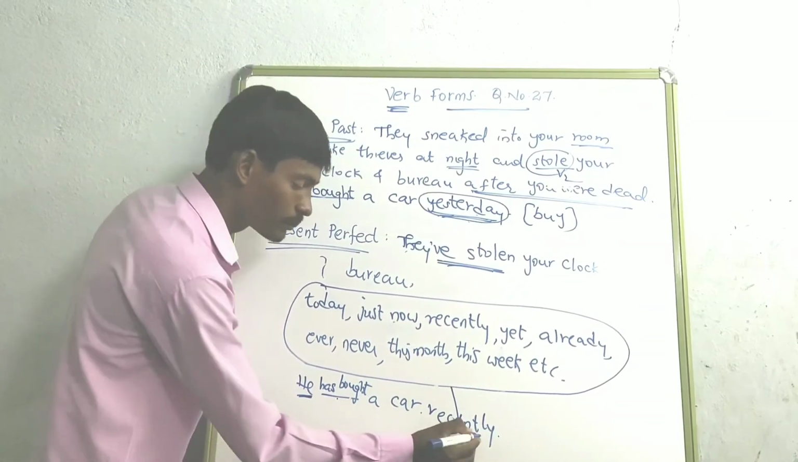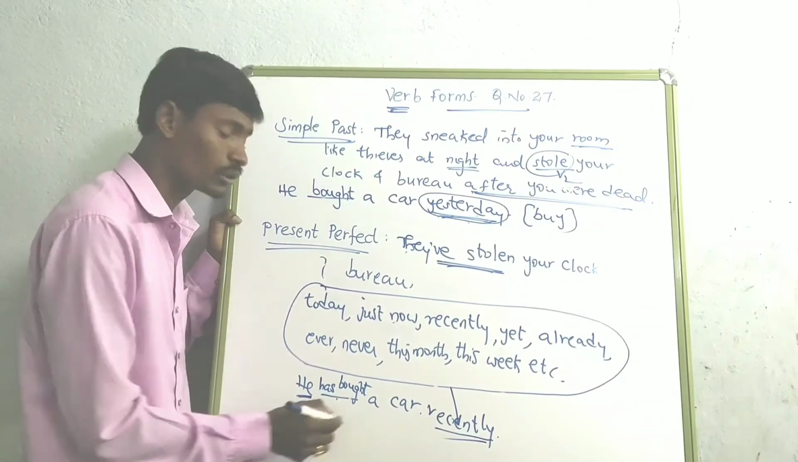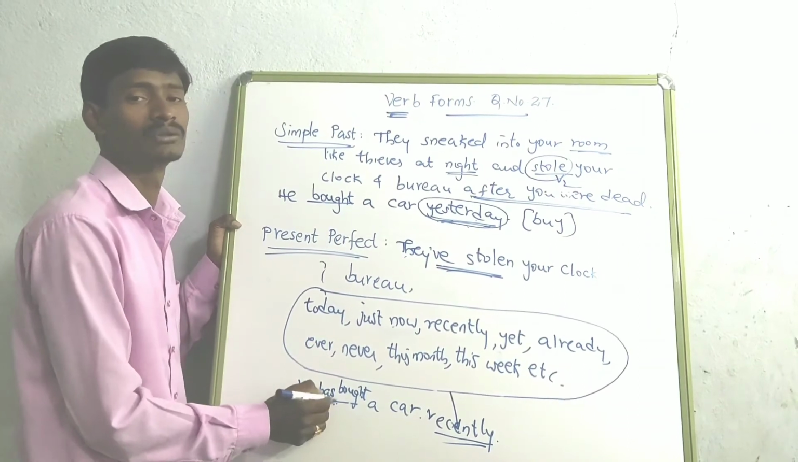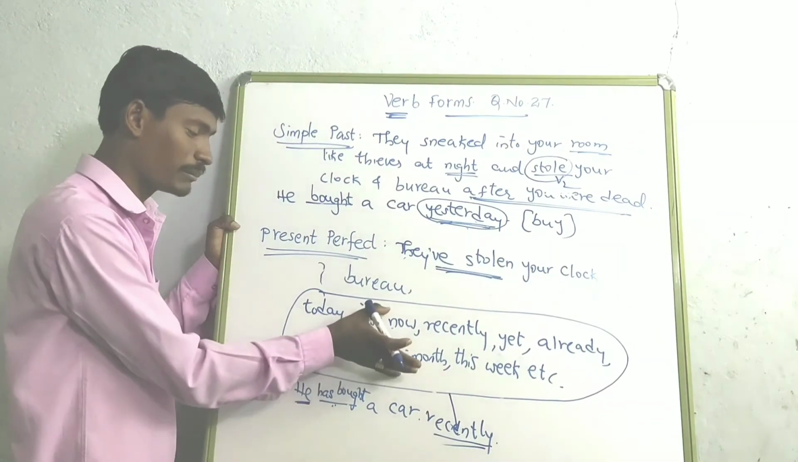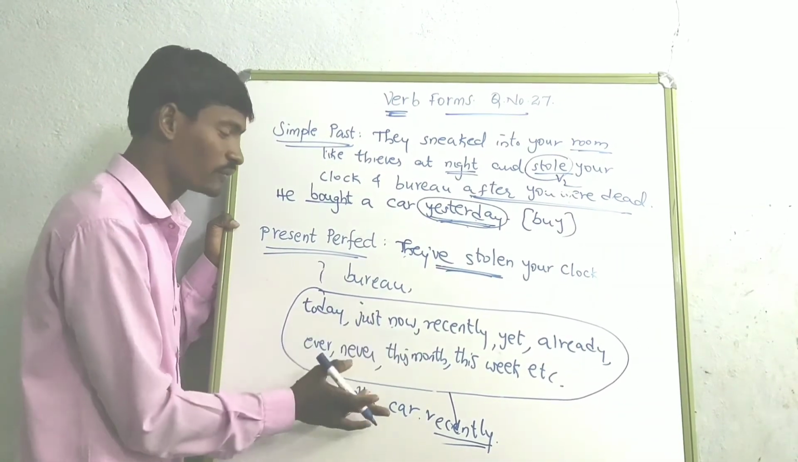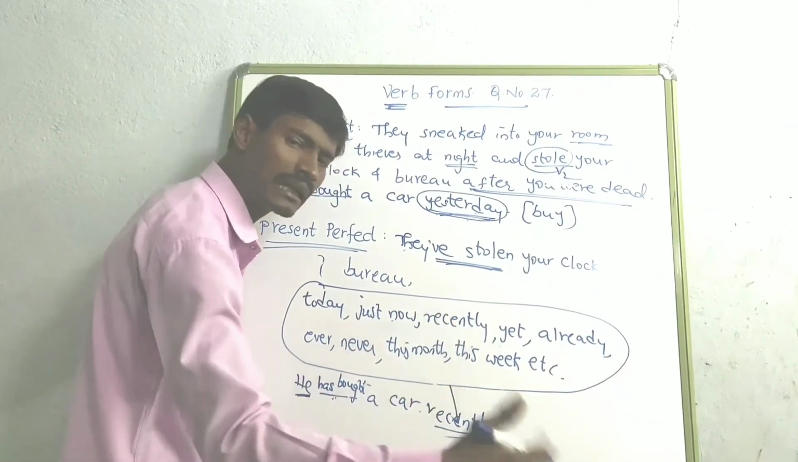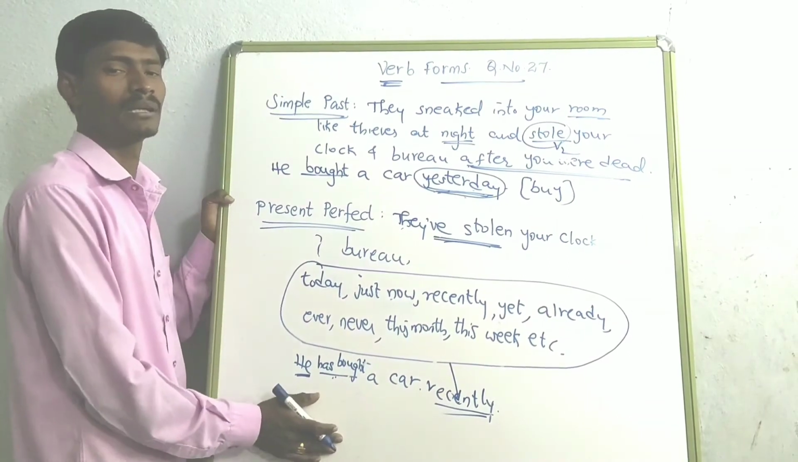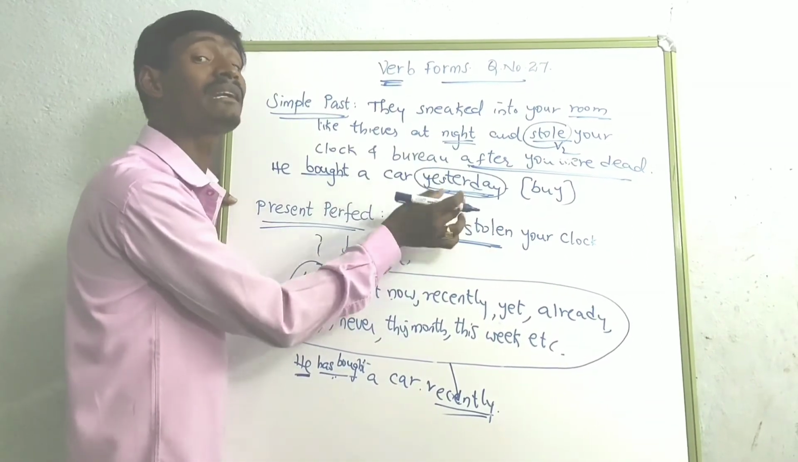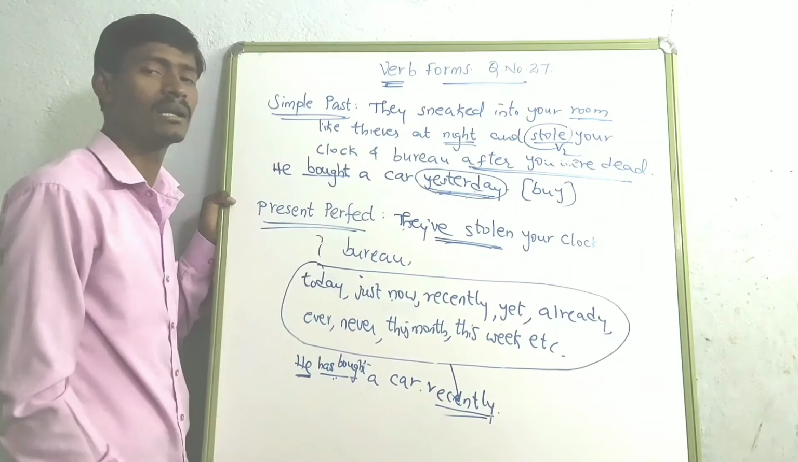Recently is a present time adverb. So you go for present perfect again. So understand the difference once again. Remember these few words. If you see any of these words, then go for present perfect. If you don't see any time also, go for present perfect. If you see time especially related to the past, then again you go for present perfect.